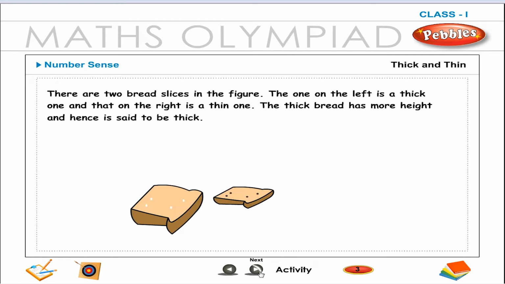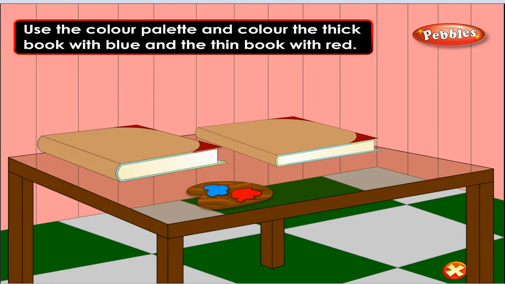Thick and thin. There are two slices of bread in the figure. The one on the left is a thick one and that on the right is a thin one. The thick bread has more height and hence it is said to be thick. Use the color palette and color the thick book with the color blue and the thin book in red.